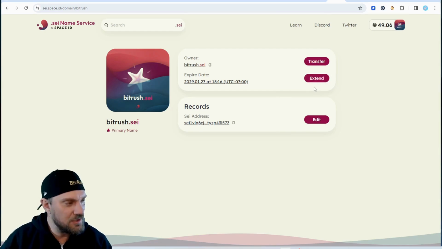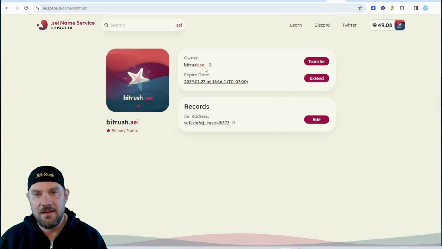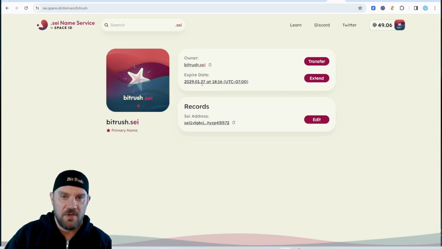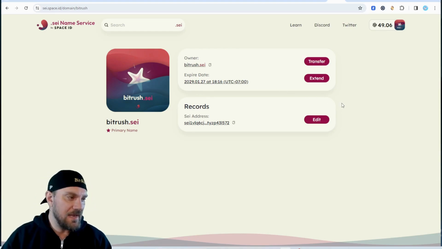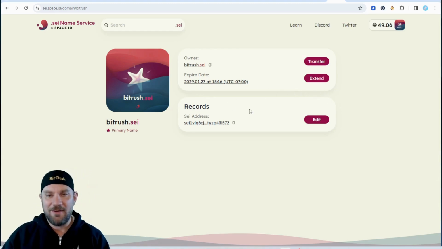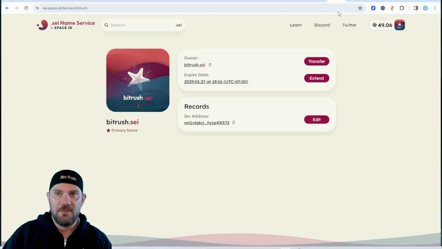Again, guys, I'm just trying to show you the overview, the basics of getting in. But essentially, yeah, we're going to need to renew it by 2029. So maybe I'll set a reminder in my calendar here for 5 years out and pop up and I'll be able to do that. But that's essentially everything on the SEI network.